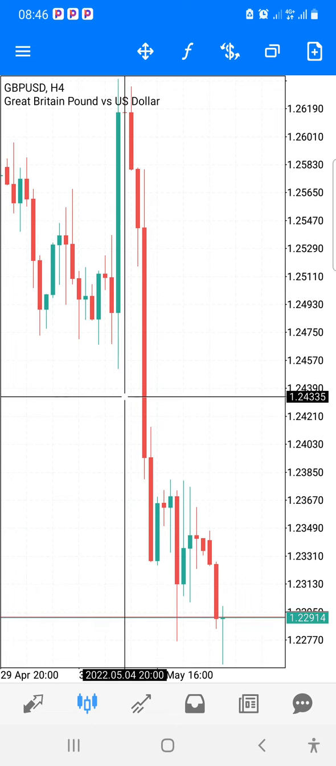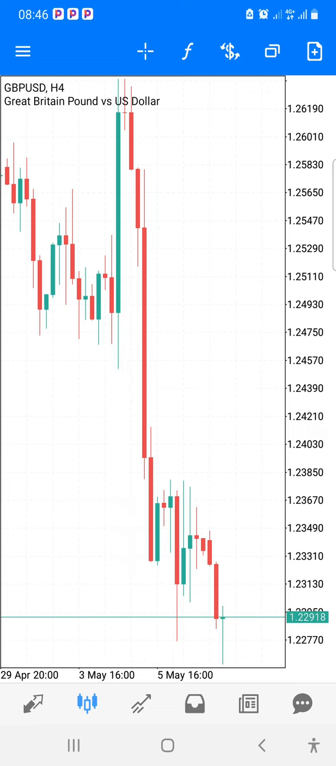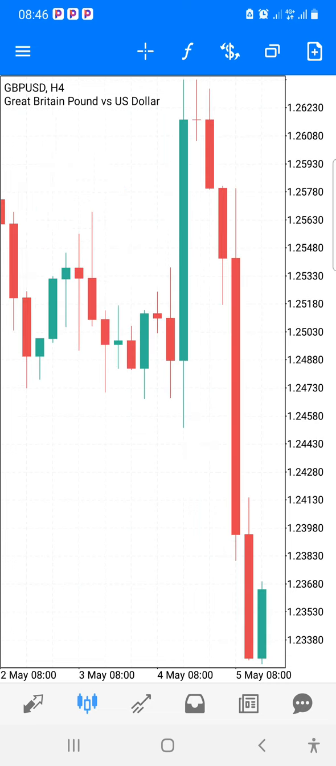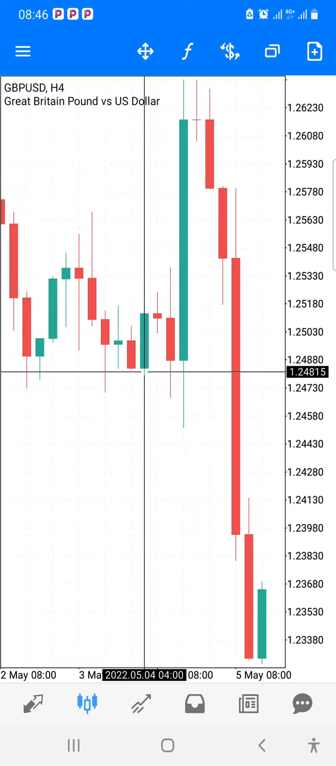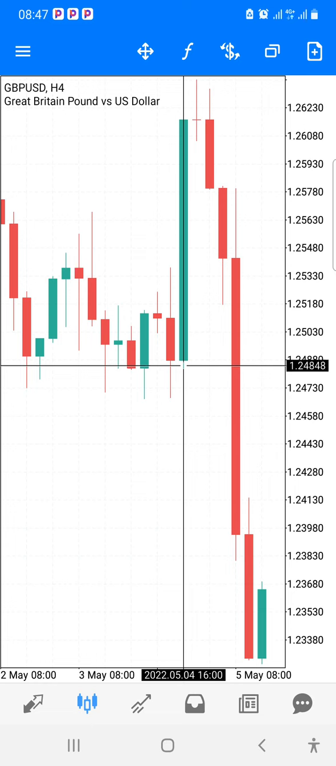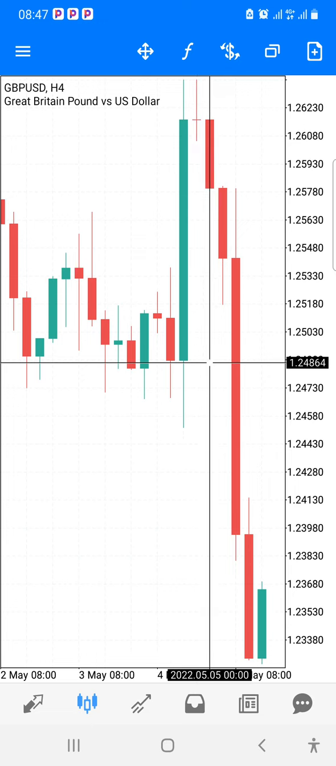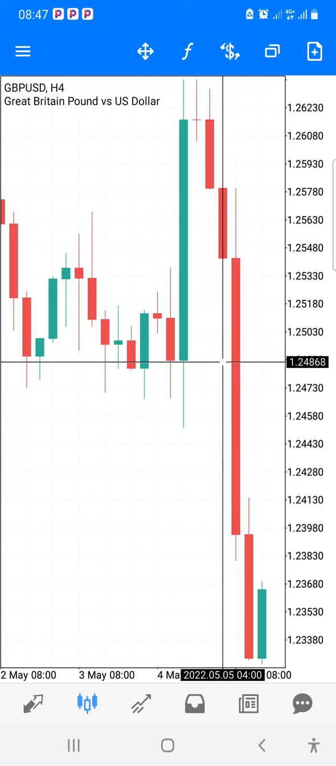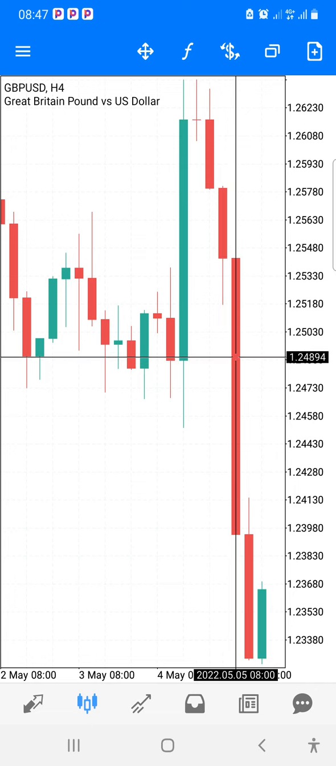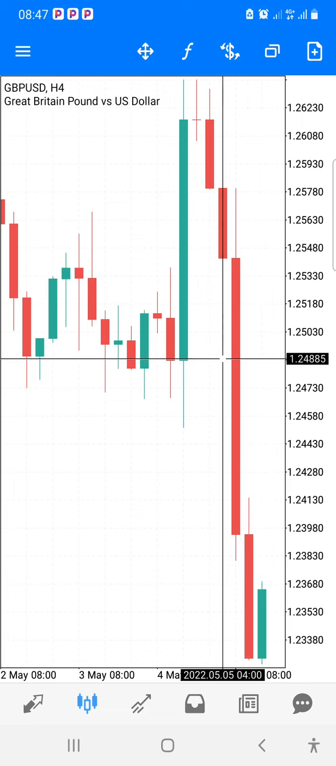The next candle here is what? This is 16:00. This one is 20:00. Because 16:00 is 4 o'clock, plus 4 hours is 8 p.m. Plus another 4 is 12 o'clock. Plus another 4 is 4 o'clock. Plus another 4 is 8 a.m. Like that, here you get now. Something like that.